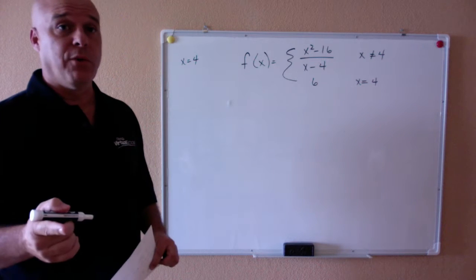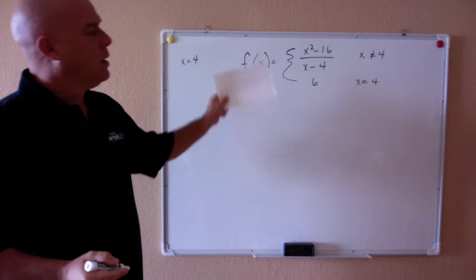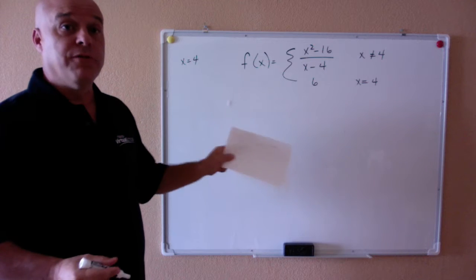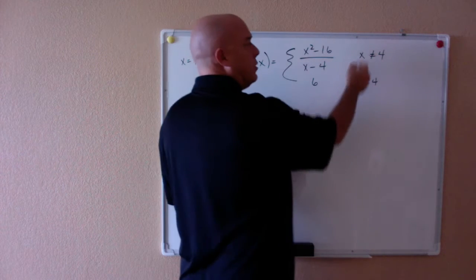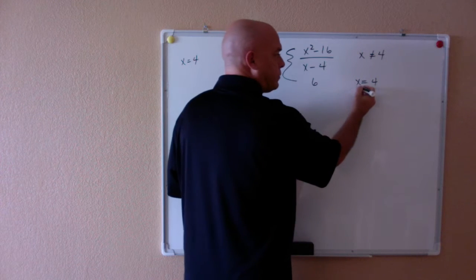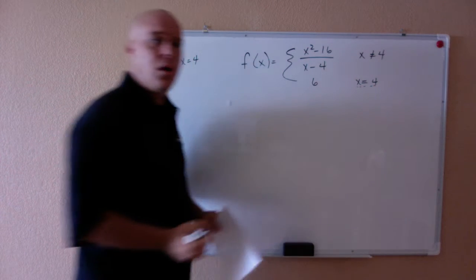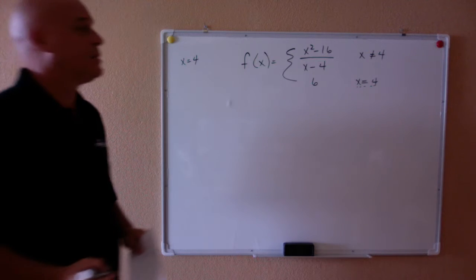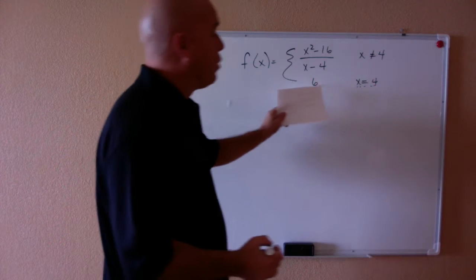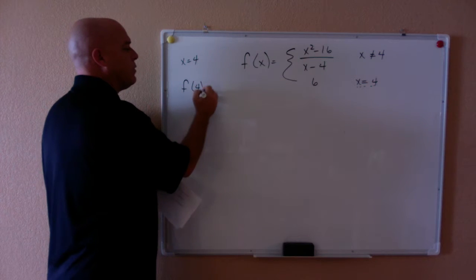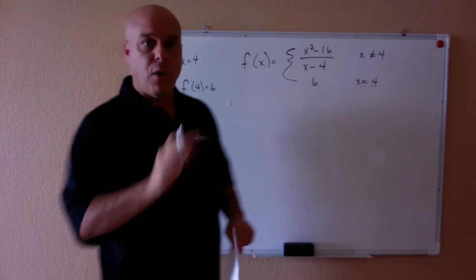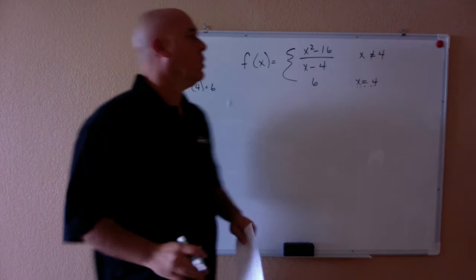So the first thing that we want to look at is we want to say, okay, is this function defined when x equals 4? Well, first thing I'm going to do is look over here and I see that this is the part of the function that I need to use when x equals 4. So I'm going to plug 4 in over here, and sure enough, f of 4 is equal to 6. So the first condition is satisfied. I'm okay with that. Okay?